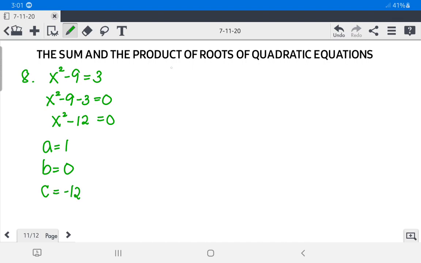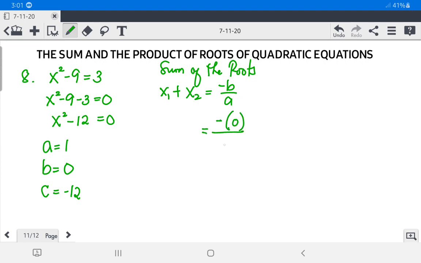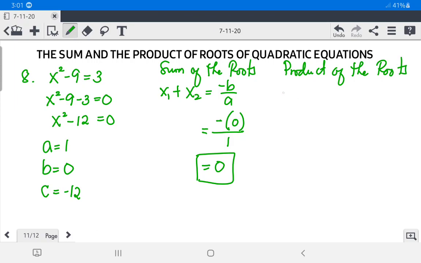Again, to find the sum of the roots, we have x1 plus x2 equals negative b over a. So, negative 0 over 1, so we have 0. Okay? Then, for the product of the roots, we have x1 times x2 equals c over a. So, c is negative 12 over 1. Negative 12 divided by 1 is negative 12. This is the product of the roots.